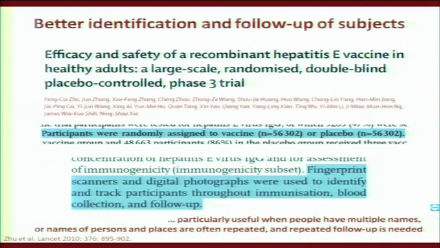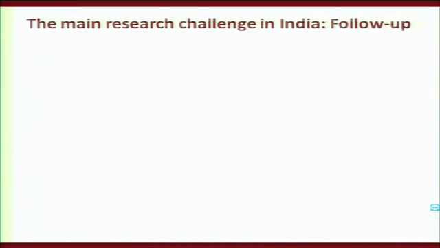For each person, they had to give them 3 injections at 0 month, 1 month, 6 months. They had multiple time points at which they collected specimens, and they followed them for a year every month to see whether they developed disease or not. So they used fingerprint scanners and digital photographs at each visit. It's a bit like our Aadhaar identification, so that they were sure that the person that they were following up was exactly the same that they had started with, and that's a very important thing in research.